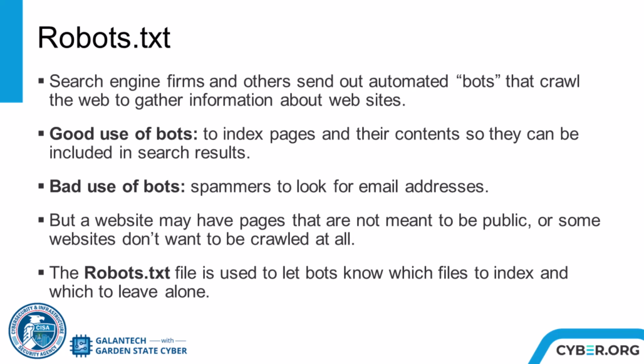A website may have pages that are not meant to be public, or some websites don't want to be crawled at all. The purpose of the robots.txt file is to inform web bots as to whether they are allowed to index your web pages, and if so, which ones are not allowed. These files let the bots know which files to index and which to leave alone. The robots.txt file has to be open to the public so that bots can refer to it, so there is no expectation of privacy.